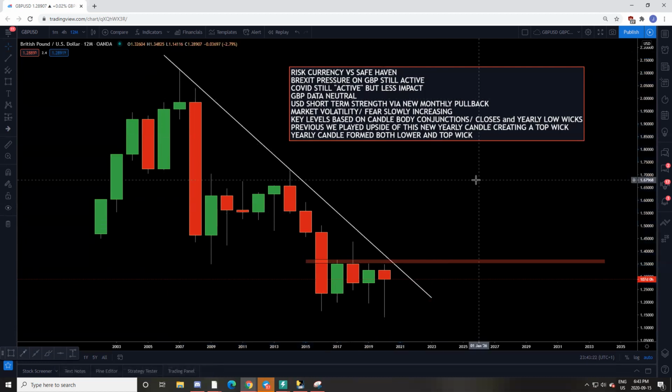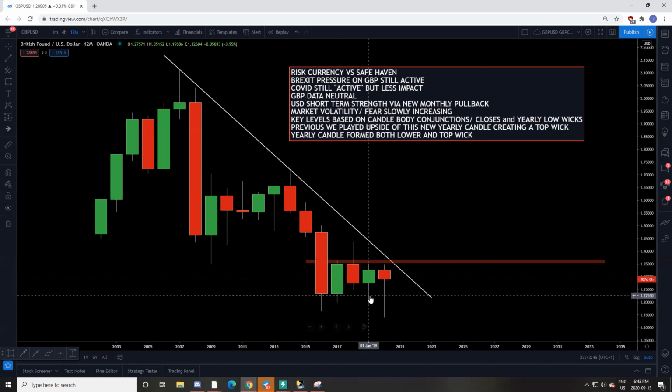Okay, GBP data has been fairly neutral, but the US dollar is gaining some short-term strength ever since September started, and market volatility and fear is slowly increasing as there's more negativity around COVID, and especially around Brexit pressure on GBP specifically. Of course, we have the risk currency versus safe haven, like I already said. So if there is mass market fear, we will go down to revisit these low points.